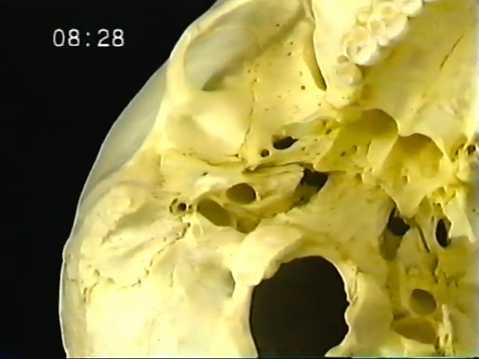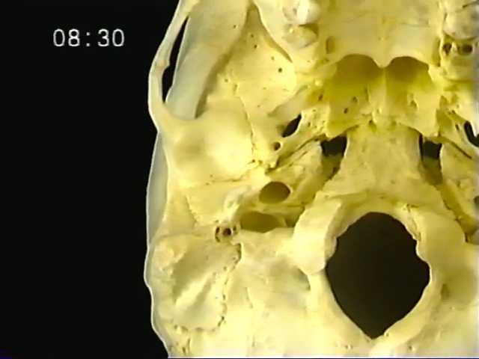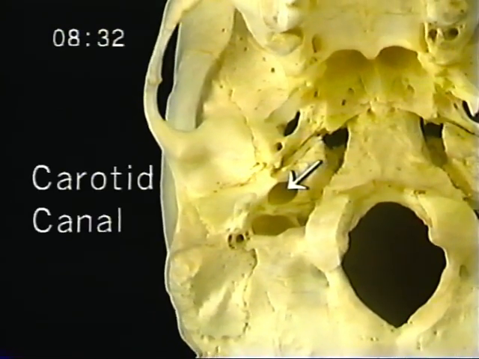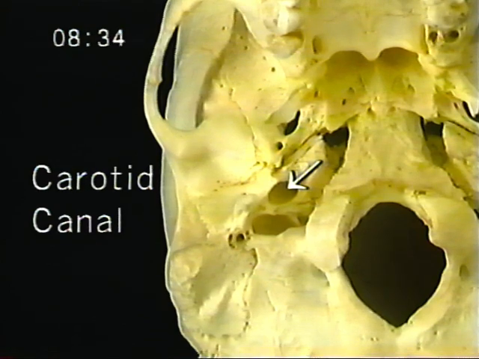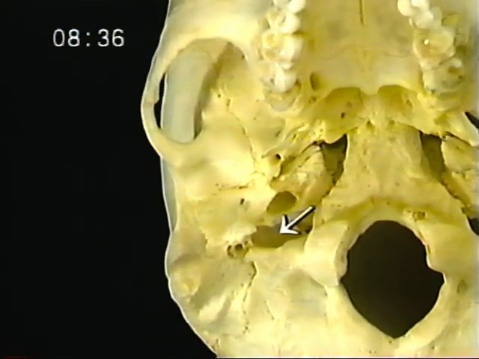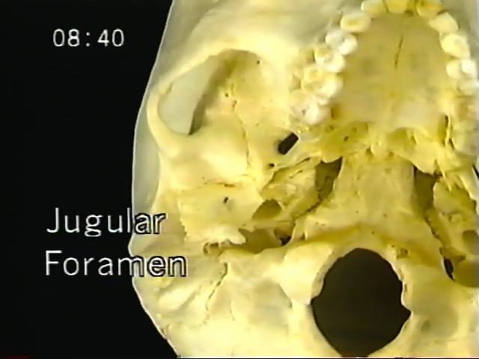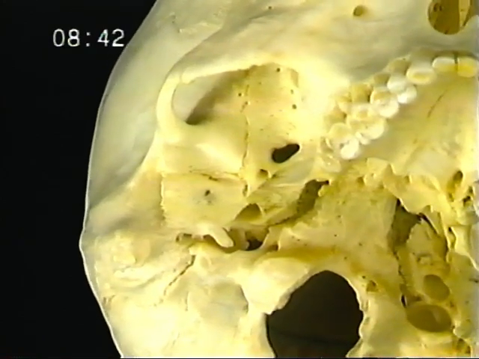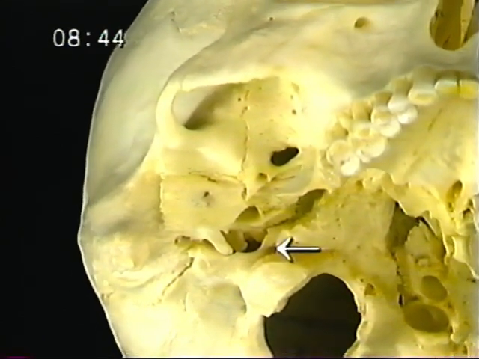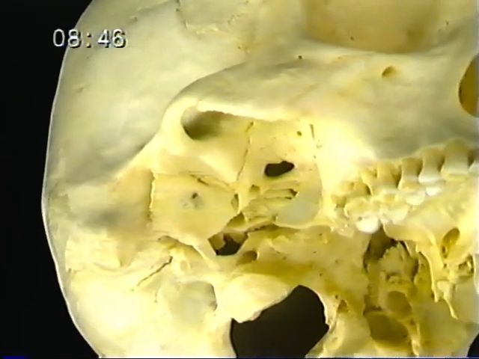Medial to the styloid process are two major openings for blood vessels: the carotid canal passing forwards for the internal carotid artery, and the jugular foramen passing backwards for the internal jugular vein. Just above the occipital condyle is the hypoglossal canal for the hypoglossal nerve.